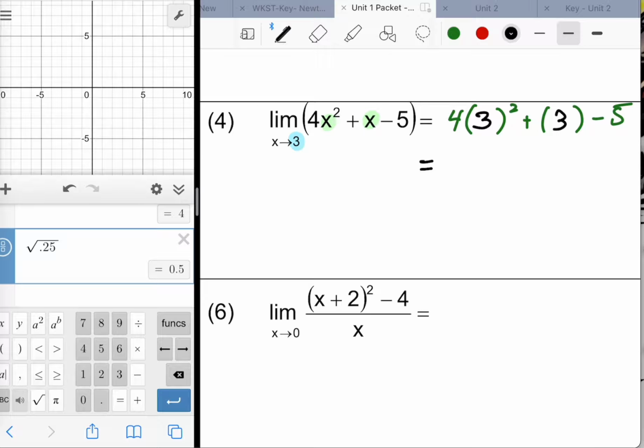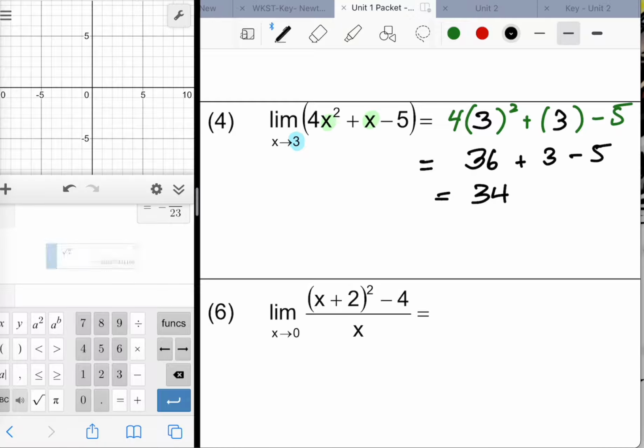So 9 times 4, 36, plus 3, 39, minus 5, 34. So not bad at all. So let me show you what this looks like on Desmos, because that's going to be the key to everything. And that's why we spend so much time creating graphs, because those graph characteristics dictate whether a limit exists or not. And the continuity that we've been talking about.